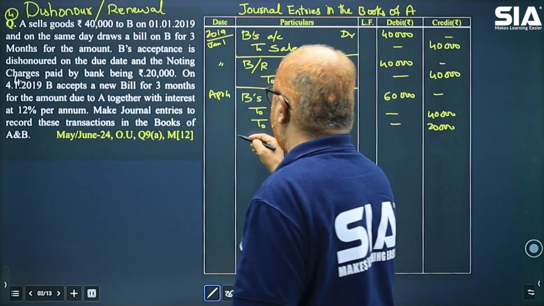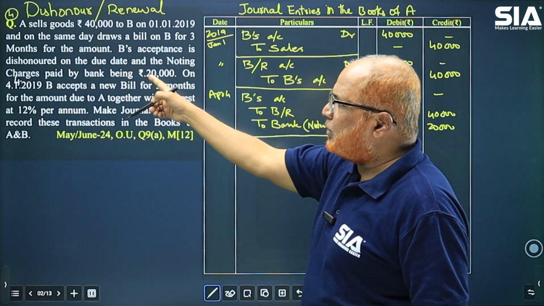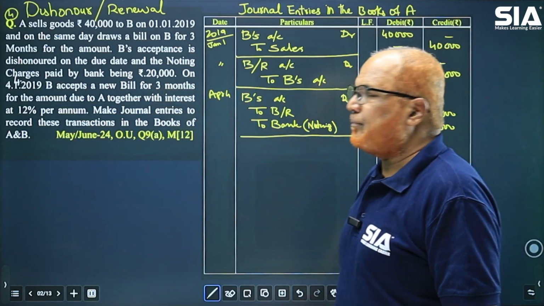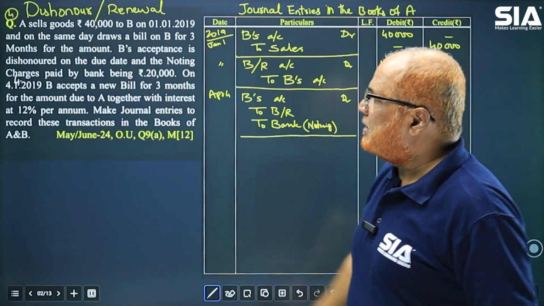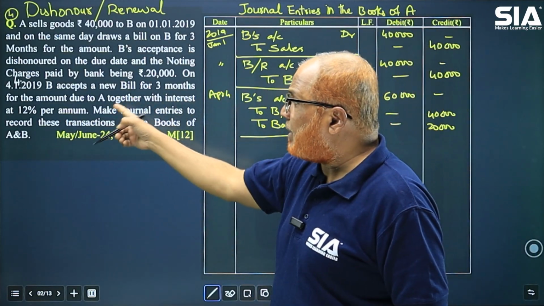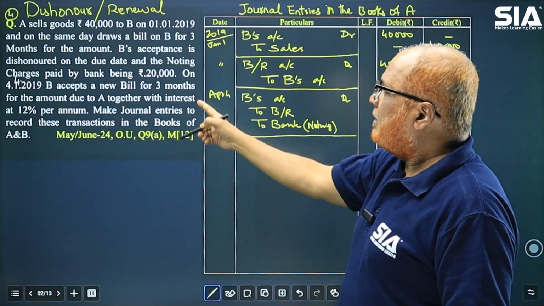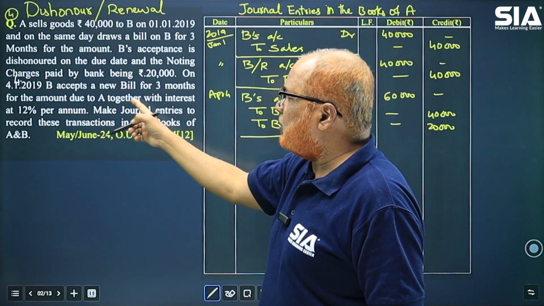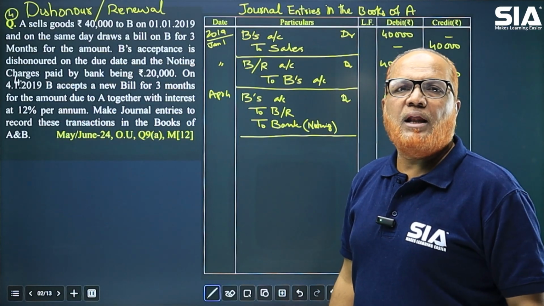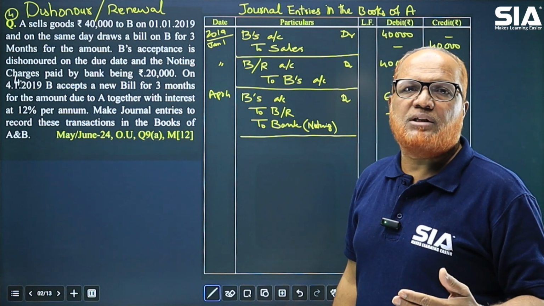This is what is given in the problem. So B's acceptance is dishonored on the due date and the noting charges paid by bank being 20,000. On 4th April, that is on the maturity date, B accepts a new bill for 3 months for the amount due. How much is the amount due? 60,000 is the amount due from B. And for 3 months, for the amount due to A, together with interest at 12% per annum, the total amount due is 60,000. Original value of the bill was 40,000.